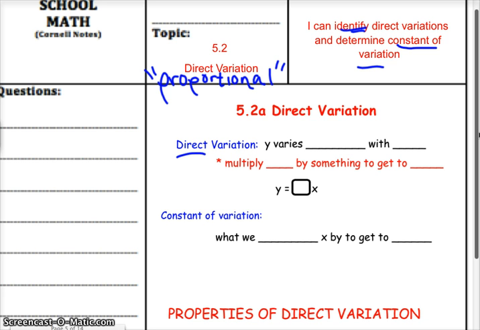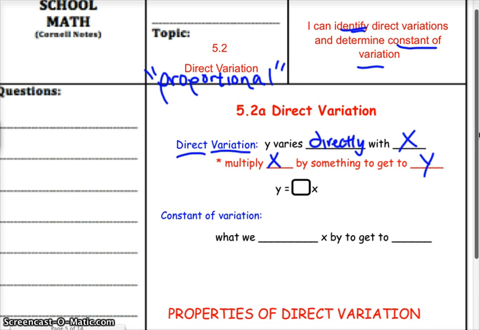Direct means you get right to it, right? Variation, change, a quick change. You get right to a change. So it means here that y varies directly with x. That means whatever x does, y is going to do something, so it has some kind of relationship. Directly means you're not going to have to add or subtract something. All you do is multiply by something, okay?